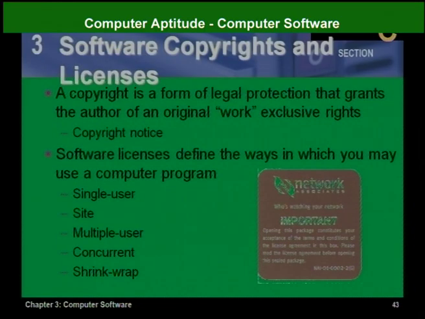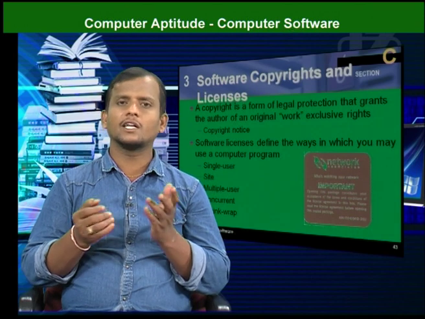Software copyright is a form of legal protection that grants the author of an original work exclusive rights. Copyright note. A software license defines the way in which you may use a computer program: single user, site, multiple user, concurrent, shrink wrap. So software copyright means you develop a software, and someone should not mimic it, or take your code, or copy your code. For that, there is a legal approach.